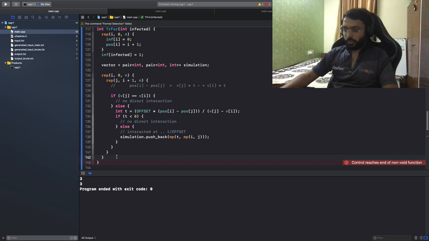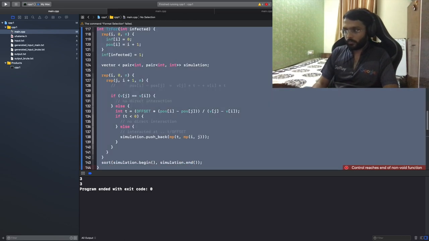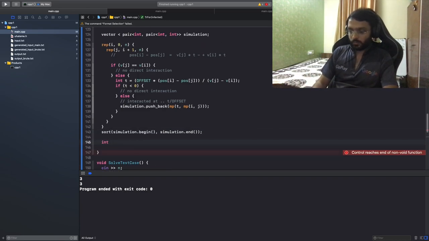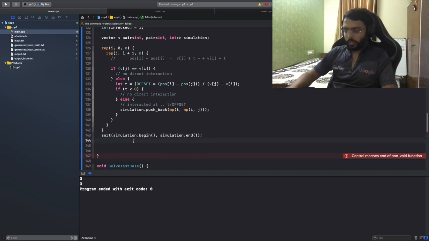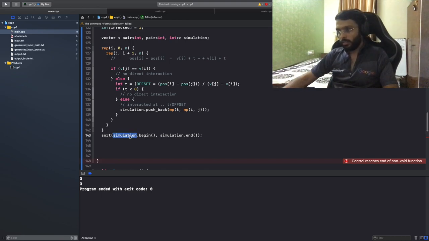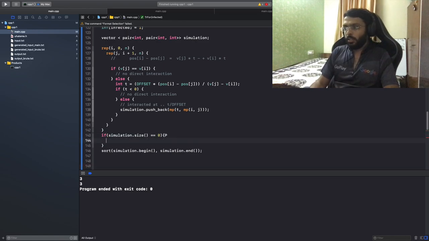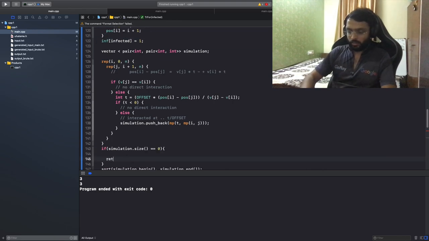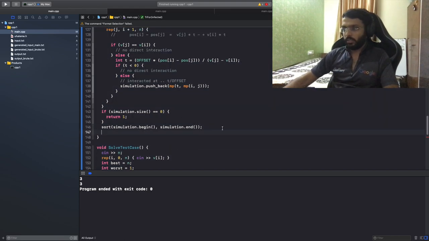Then what I will do is sort the simulation. So if no one really interacts ever, so if simulation dot size equal to 0, that means there will be just one person who is infected. So return 1 and we are done. Otherwise we will have some interaction.